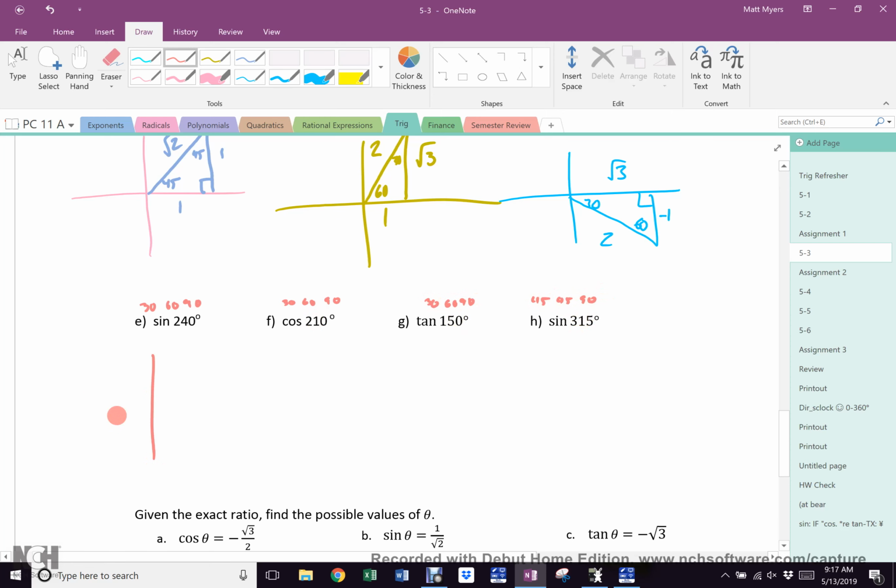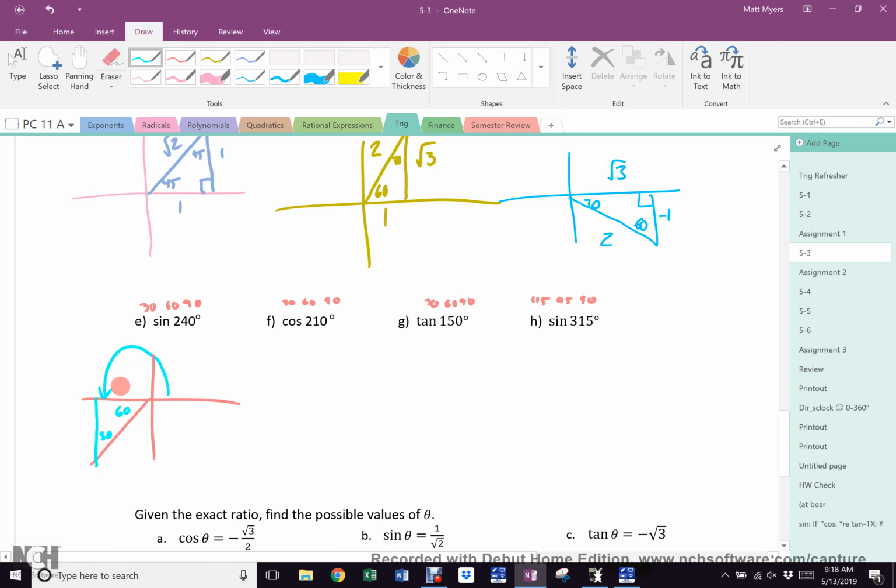Why? Well, where's 240? Where's 240? Third quadrant. What is that distance? 180. How far did I really have to go? 240. So what's this in here? There's our 60. Which makes this what? 30. Which makes this automatically what?